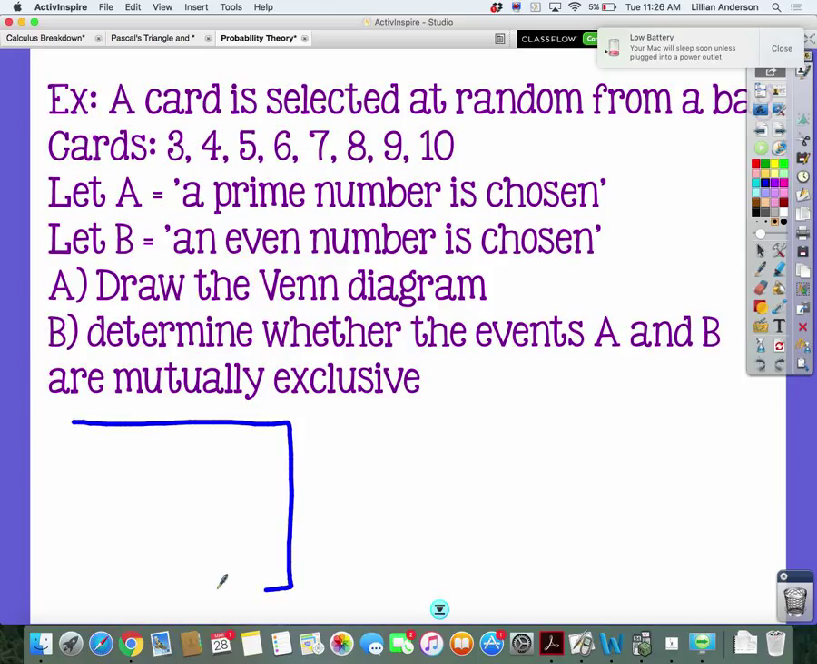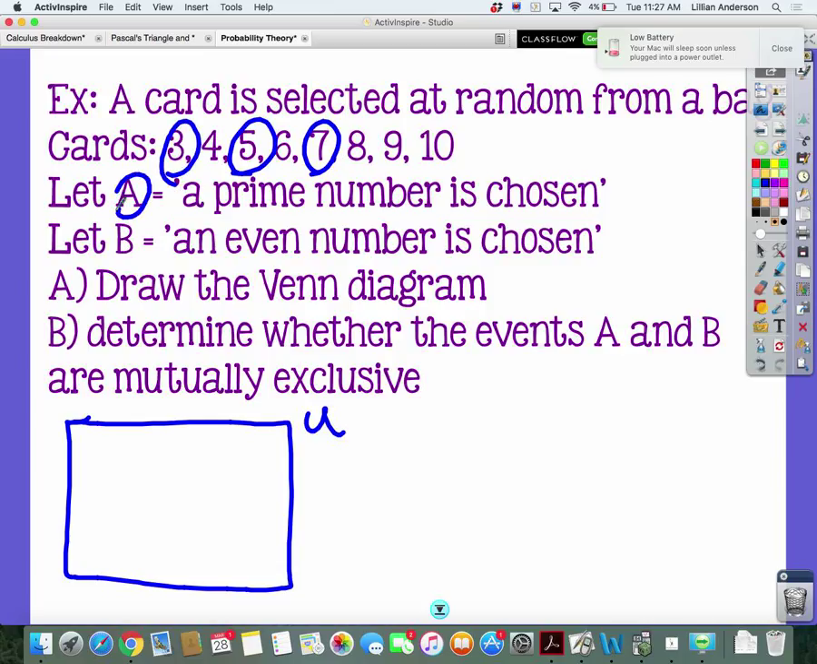So, for your Venn diagram, we need our sample space. Anytime we draw a Venn diagram, we always have to have our rectangle. And out of the cards that are listed here, let's figure out which one of these cards is a prime number. Anyone? 5, 7, 3. Any others? No. Okay. So event A is circled in blue. And let's go with event B, an even number. 4, 6, 8, and 10. 9, not so much.